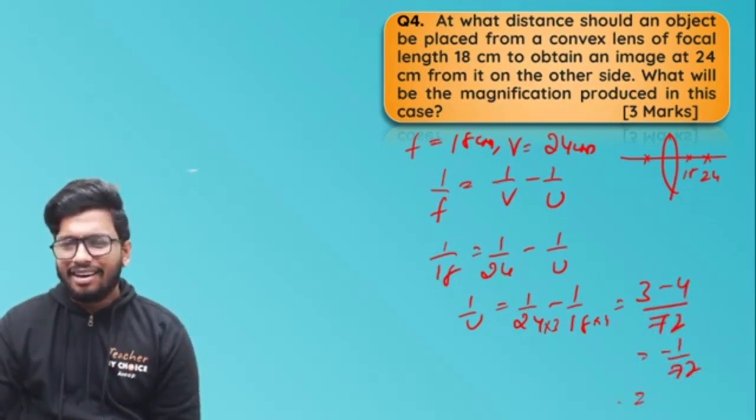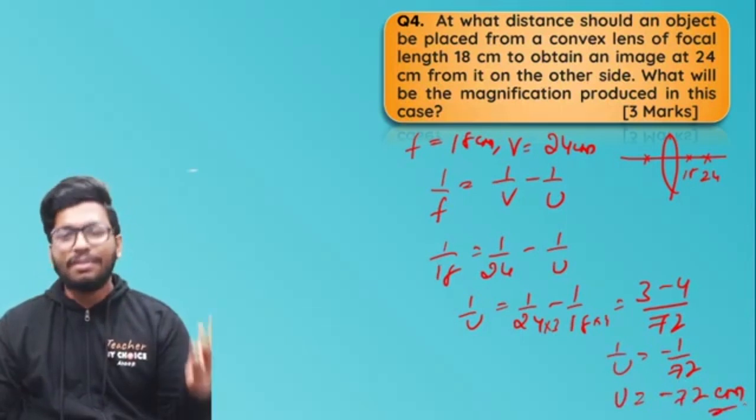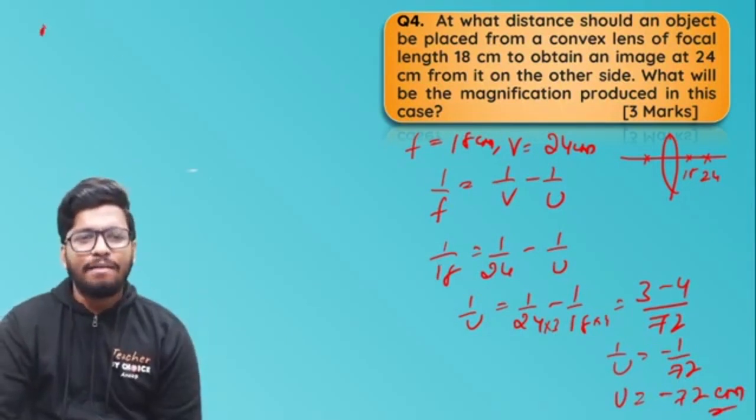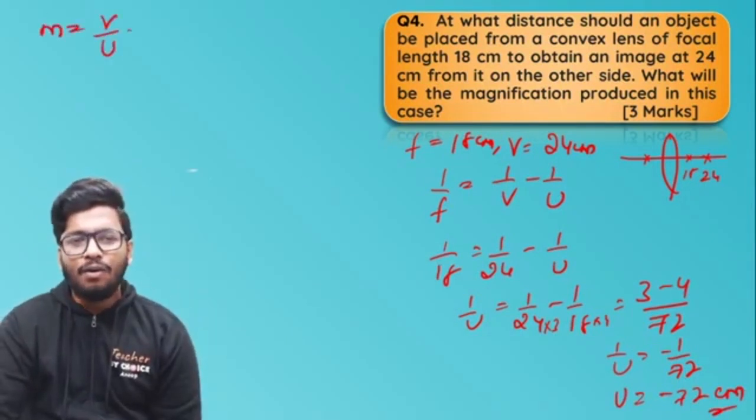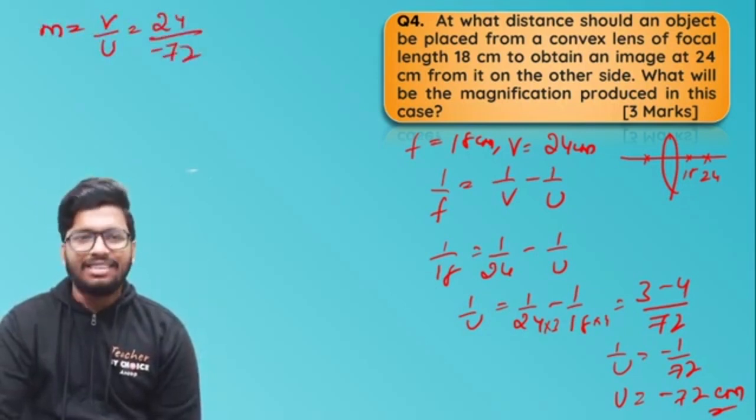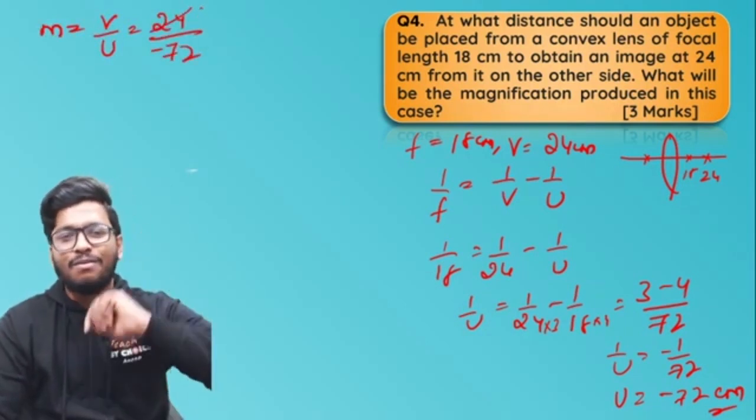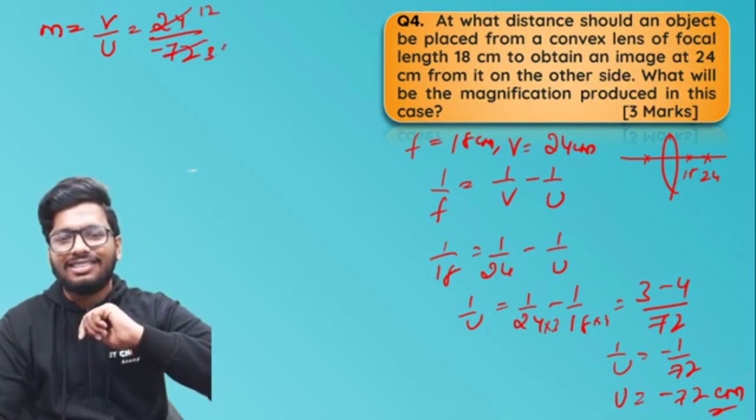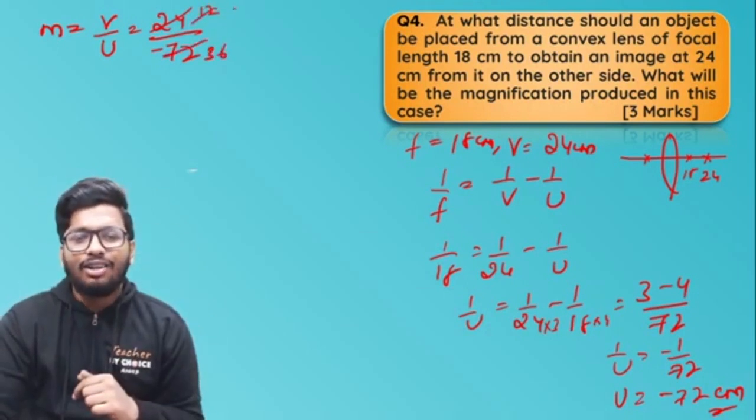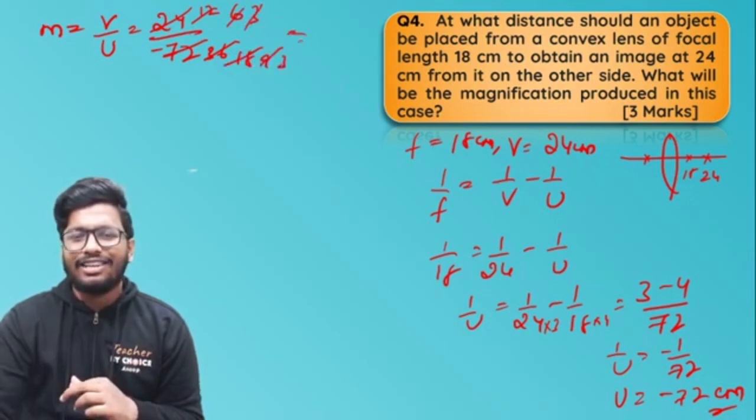So this is 1 by U, so what is U? U is equal to minus 72 centimeter. Simple. Now to find out the magnification, m is equal to v by u. V is given as 24 and U is minus 72, minus sign as well. So that will simplify, and you get the answer.